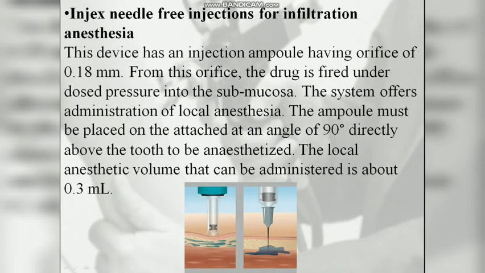Next type, needle-free injection for infiltration anesthesia. This device has an injection ampule having an orifice of 0.18 mm. From this orifice, the drug is fired under dosed pressure into the submucosa. The system offers administration of local anesthesia. The ampule must be placed at an angle of 90 degrees directly above the tooth to be anesthetized. The local anesthetic volume that can be administered is about 0.3 ml.